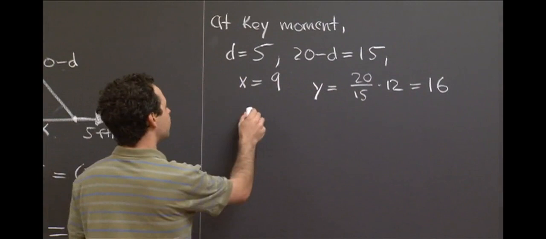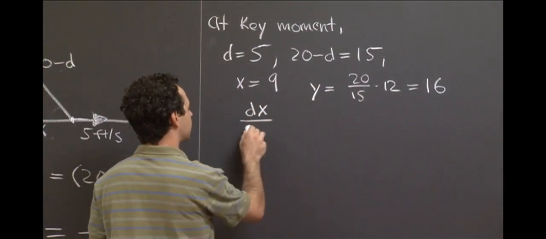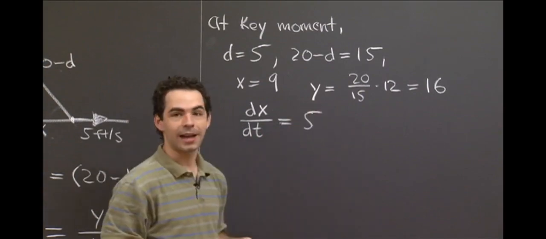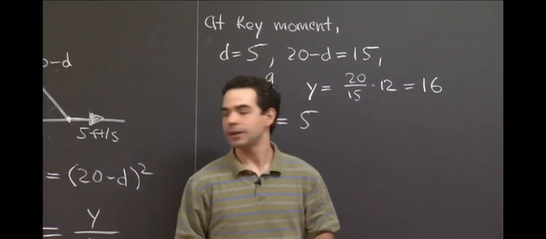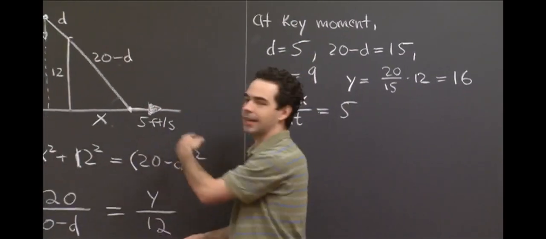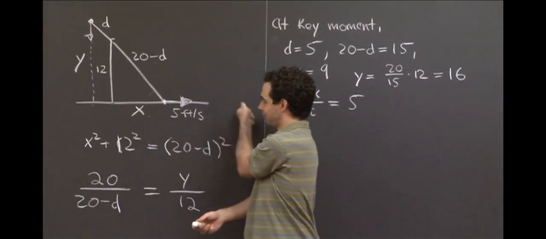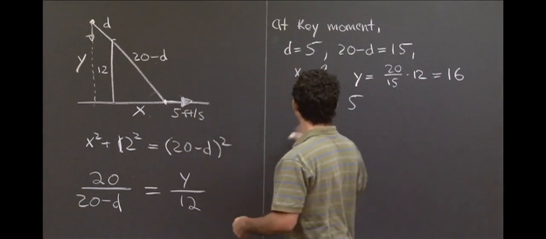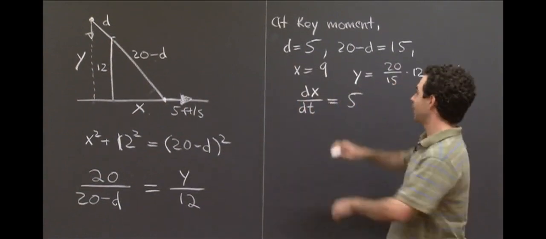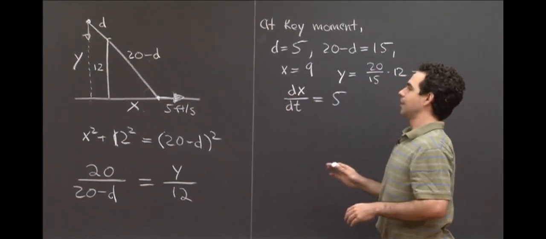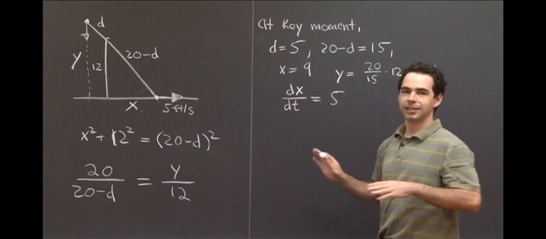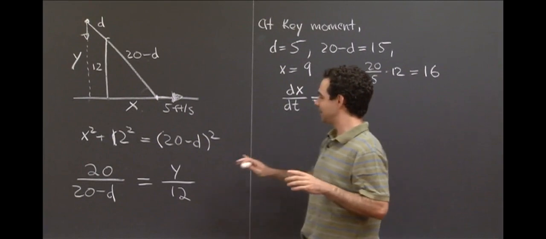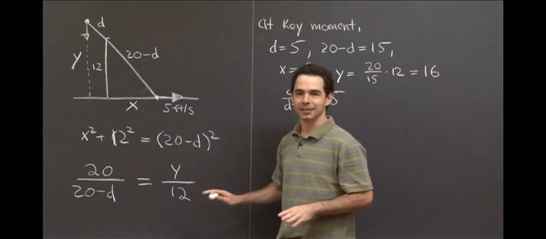So at our key moment in time, these are the values that we're going to end up plugging in. And also, dx/dt is equal to 5, right? x is being increased. So as the foot gets pulled away, x is getting bigger. So x is being increased at 5 units per second. All right, so these are all the things we're going to plug in.